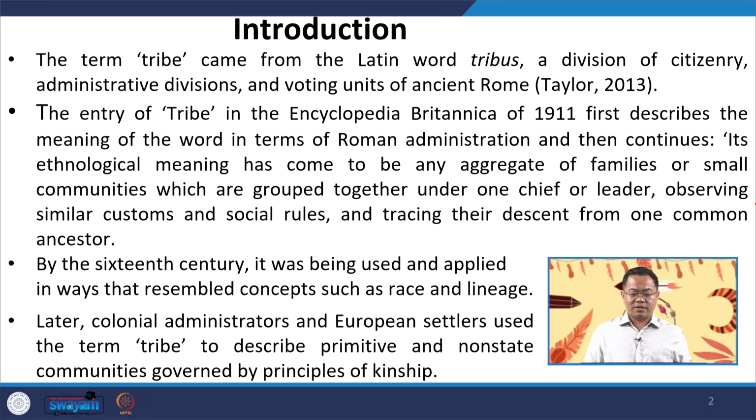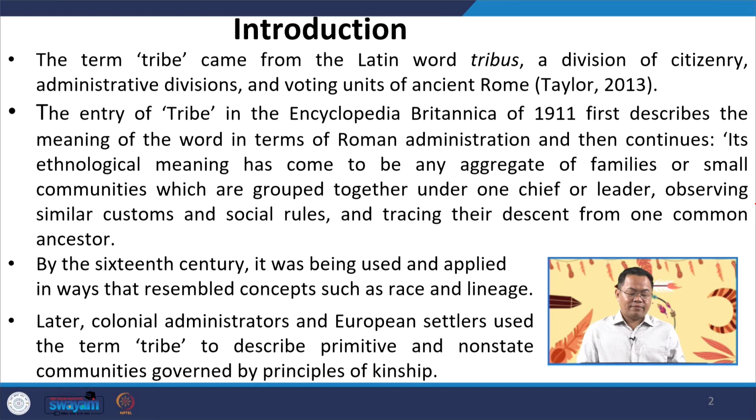So, to begin with, a little bit about the etymology of the term tribe. Now, the term tribe came from the Latin word tribus, which means a division of citizenry, administrative divisions and voting units of ancient Rome. Now, in this understanding, it was more of a tributary kind of relationship between a group or communities in the imperial state, where gifts and tributes were being exchanged. Now, however, the way in which we use the term tribe is very different and very distinct from the way it was used and known in ancient Rome.